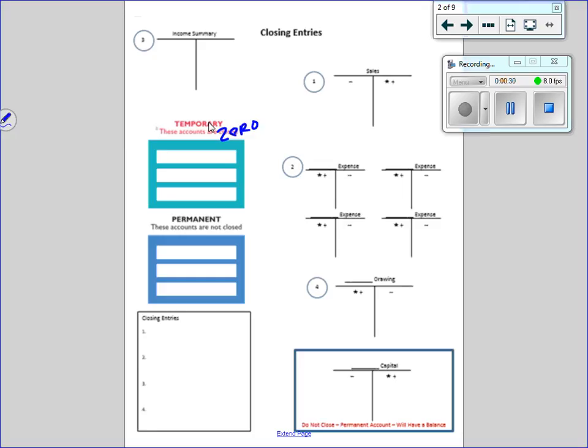so we can start fresh in 2018. We close all revenue. We close all expenses. And we close all drawing. When we zero them out, we have to put them somewhere. And the income summary is a one-day account used to close. That eventually gets closed. And it all funnels into capital.